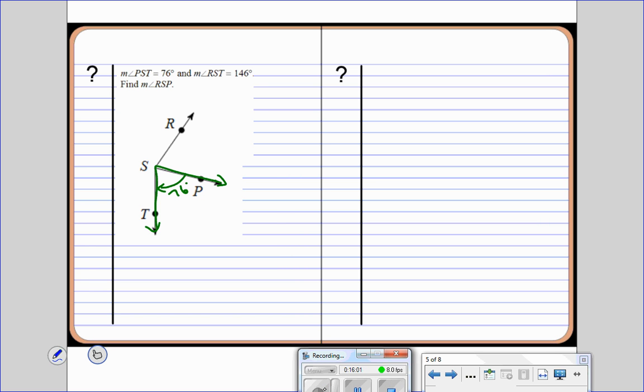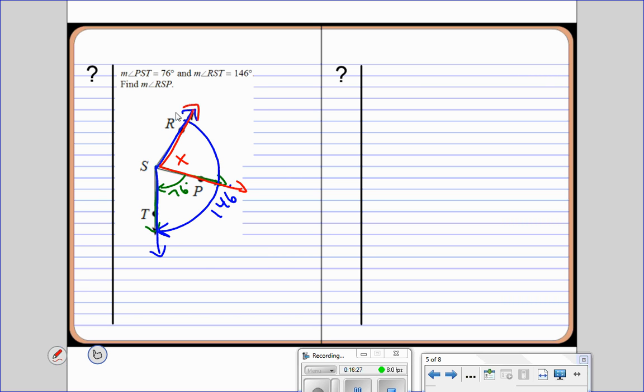Now the next information says RST is 146. Let's mark that. There's angle RST right there in blue. I'm just going to draw a big arc like that, put an arrow on it, and that represents 146 degrees. Now, RSP, which is this angle right here, is the angle they want me to find. If you don't mind, I'm just going to call it X.